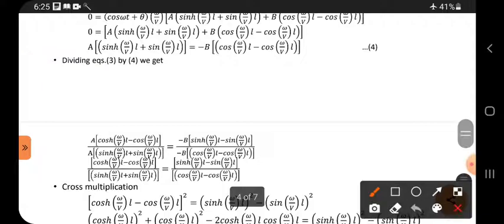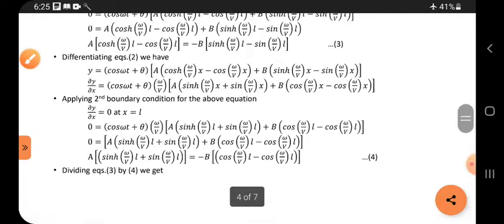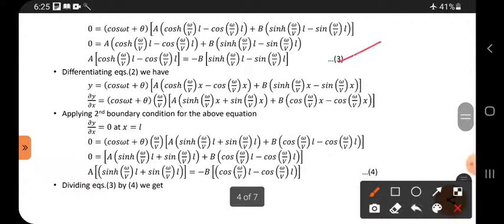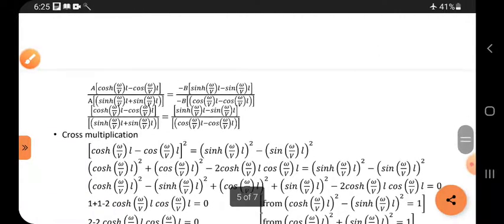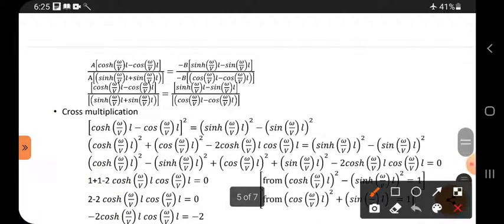So dividing the equations: the first equation is here, this is the third equation, and this is the fourth equation. So do 3 by 4. Dividing equation 3 by 4, we get the third equation on top and the fourth equation downside. Then from this a gets cancelled, and minus b also gets cancelled. And now cross multiplication means like this, we have to multiply.